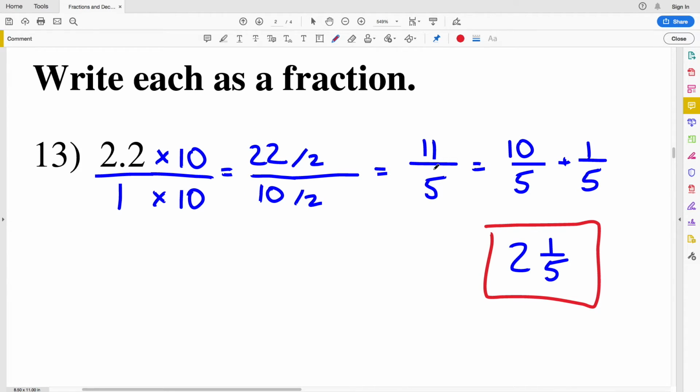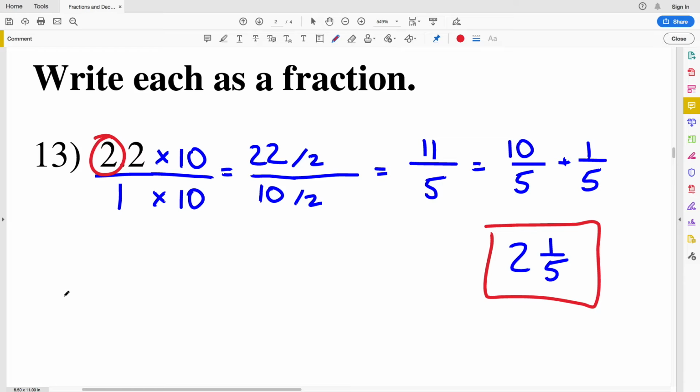So 11 fifths is equivalent to 22 tenths. But I noticed once I got to 11 fifths, that 11 divided by 5 was going to give me a whole number and a decimal. So I brought out the number that 5 would go into evenly, which was 10, and then I had a remainder of 1. 10 divided by 5 is 2, and then we have 1 fifth. 2 and 1 fifth. Another way to think about this is drop the 2 off in the beginning.